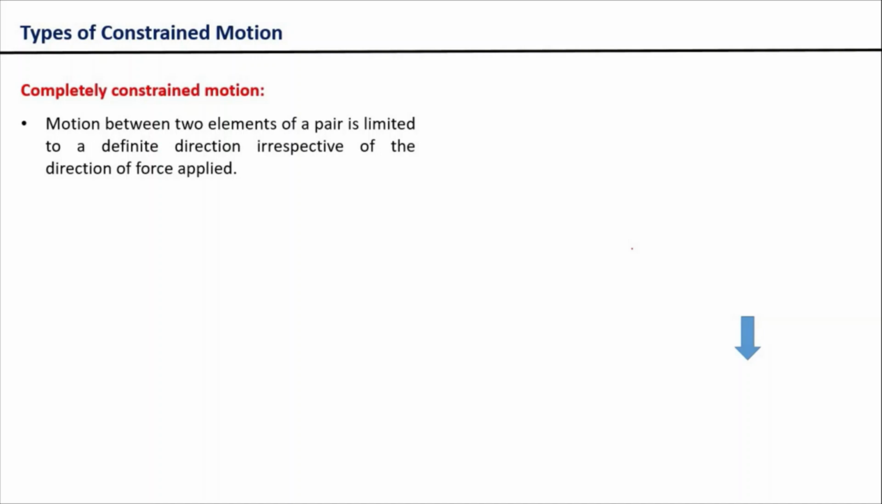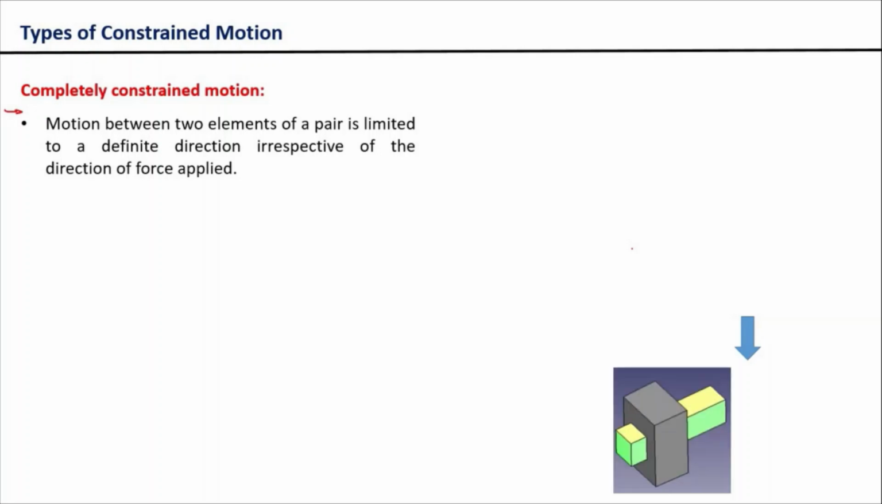So just remember this point. Now let us delve a little bit deeper into the constrained motion terminology. Then let us see what are the different types of constrained motion. The first type of constrained motion is completely constrained motion. Here the motion between two elements of a pair is limited to a definite direction irrespective of the direction of force applied. So let us take one example.